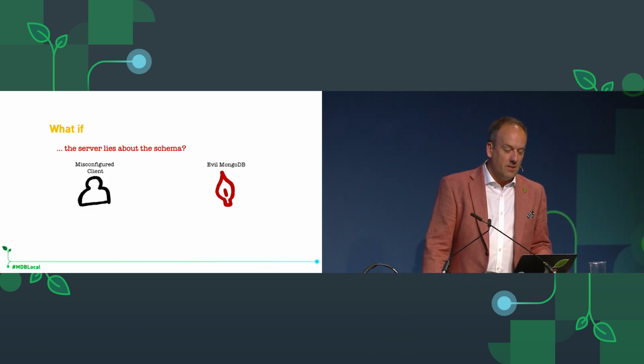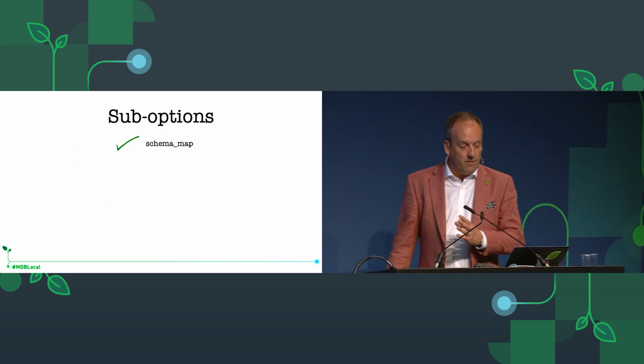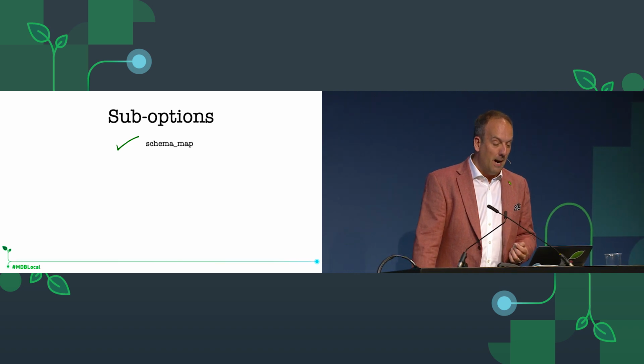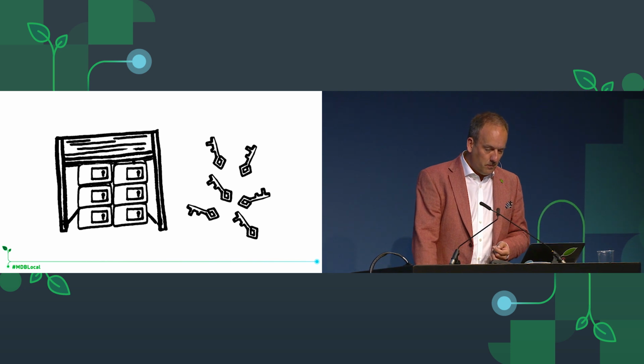So the server lies about the schema, and obviously that would be okay, so we've got around that. So we've defined the first part of this now, which is the schema map. That's our first sub-option. Now let's move on to the next one.